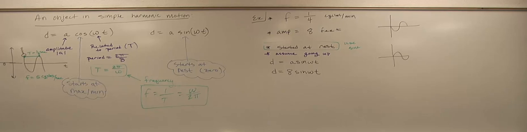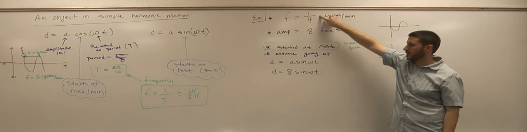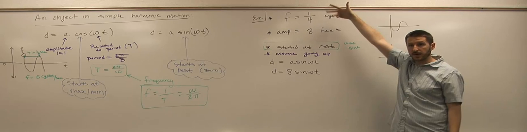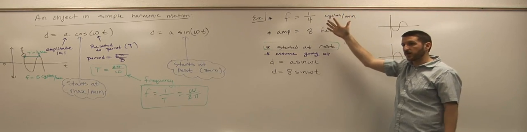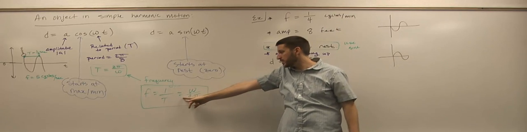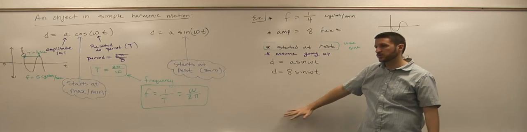And how do you solve for omega? You're given frequency. Frequency is going to allow you to get to omega. You can either flip it and get the period, right? If you flip it, then you know the period's 4. And then you can get to omega that way. Or you can just use this formula that frequency is omega over 2 pi. So you can set 1/4 equal to omega over 2 pi.